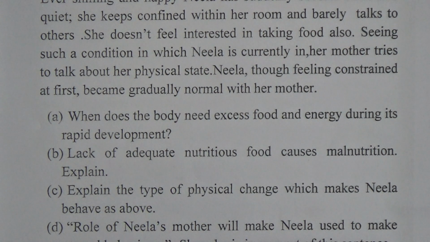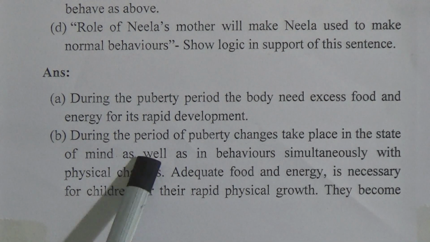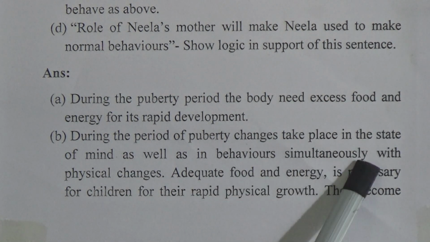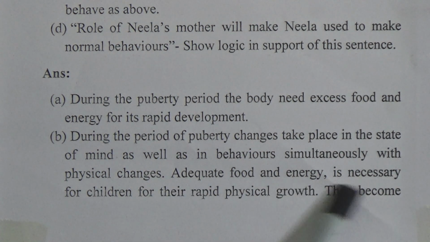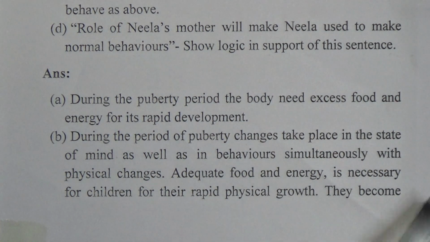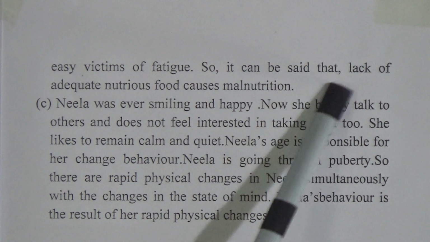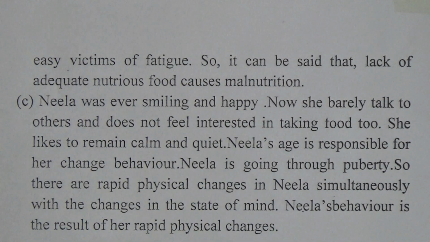Number B, lack of adequate nutritious food causes malnutrition. Explain. Answer B: during the period of puberty, changes take place in the state of mind as well as in behaviors simultaneously with physical changes. Adequate food and energy is necessary for children for their rapid physical growth. They become easy victims of fatigue. So it can be said that lack of adequate nutritious food causes malnutrition.